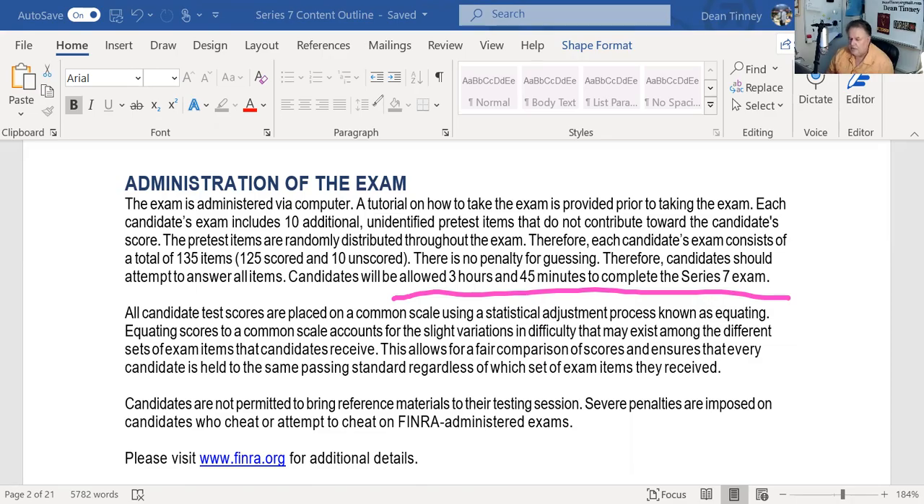But anyways, that equating just means more people are going to end up passing than they otherwise would because they're going to round up. So it's a good thing. That equating thing is nothing to be worried about. That works in your favor. It means more people are going to pass.